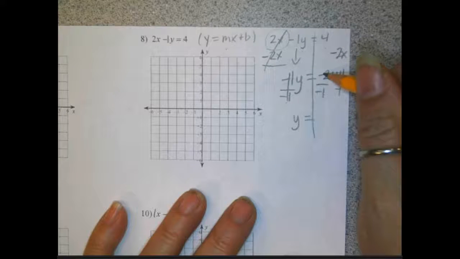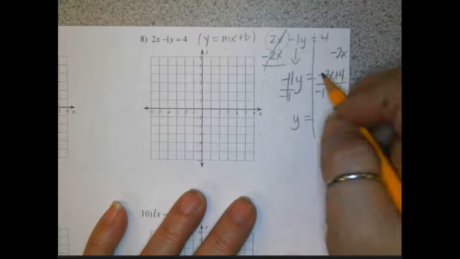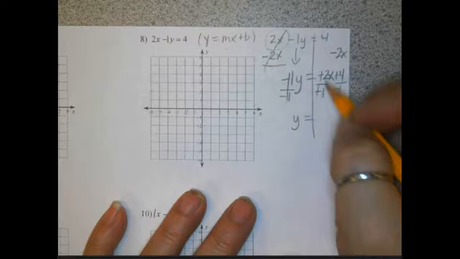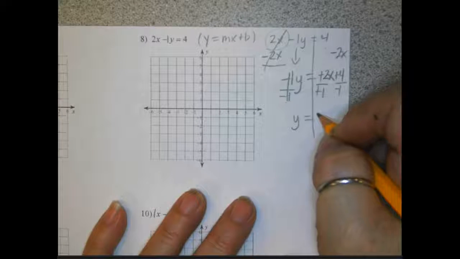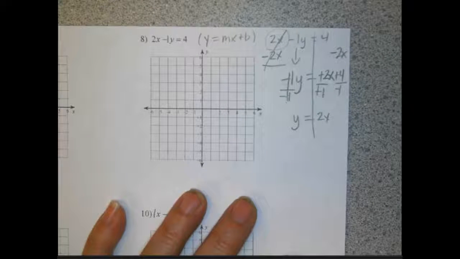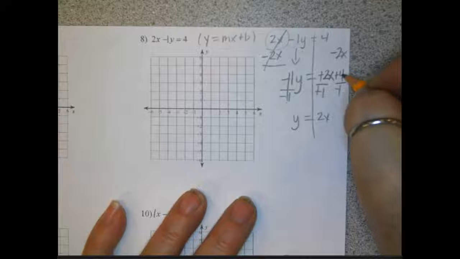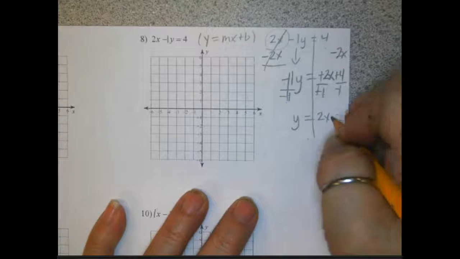I have a negative divided by a negative. What happens when I'm dividing two negatives? It becomes a positive. So 2 divided by 1 is what? 2, right? x. What is a positive 4 divided by a negative 1? It becomes a negative 4.